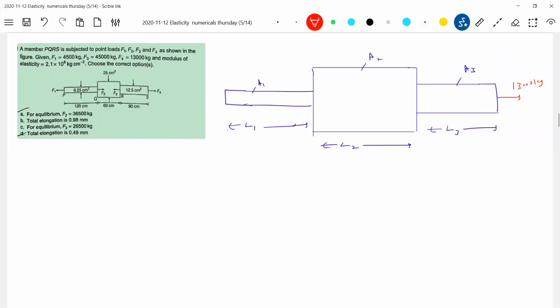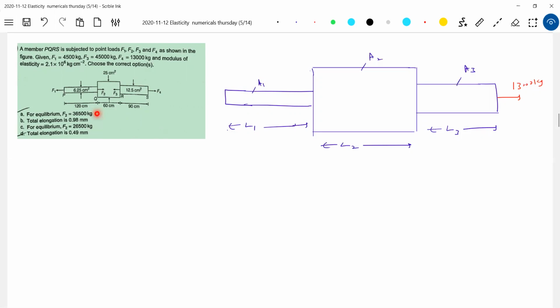If you are bringing G, 13,000 G, you have to write it. Then again, you should change here, and centimeter, you have to convert into meter square. In this way, you should work it out. So let's not bother. Just write 13,000 kg. What is the net force? What is the state of this? Subjected to point loads as shown in the figure, as given. And for equilibrium is mentioned.